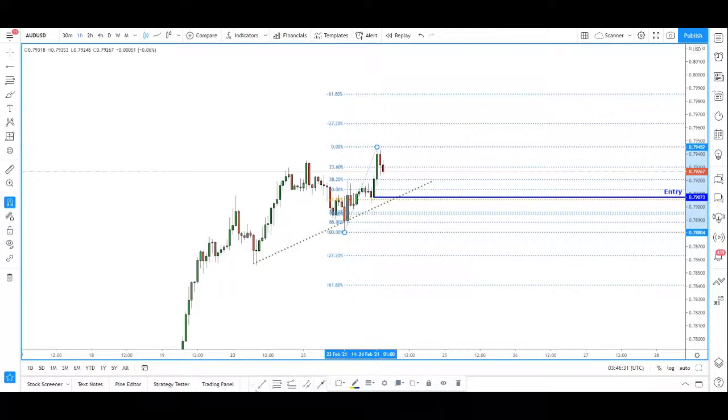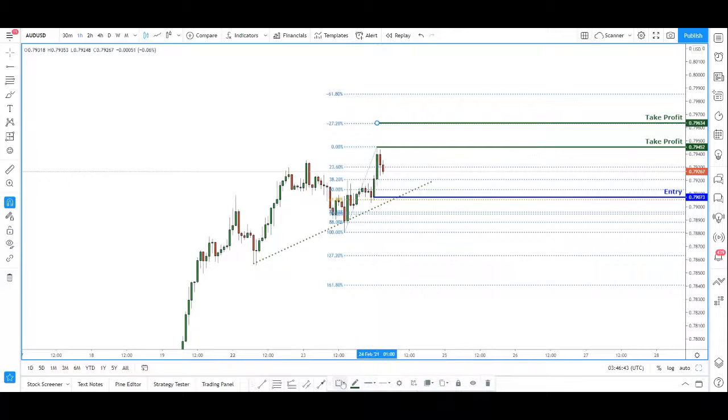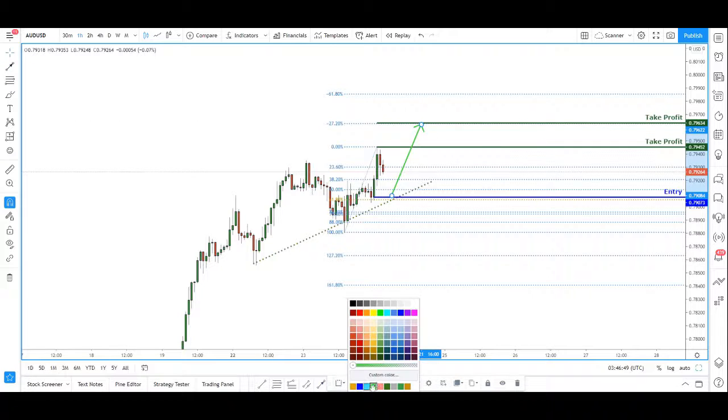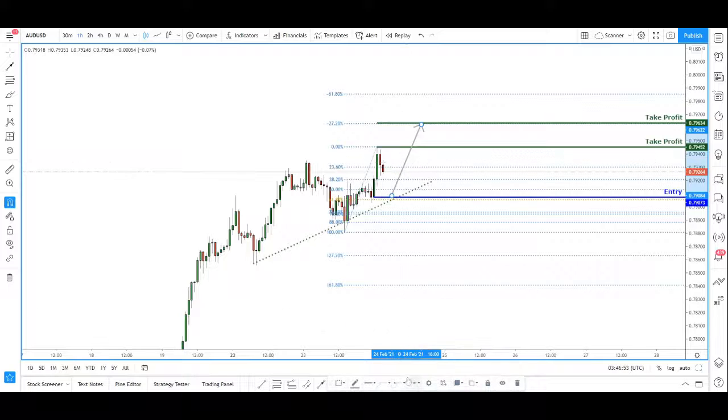And where will our target be? The first target will always be at the recent swing high. That will be the first take profit. Then the final take profit will be at the negative 27.20. So we have two take profit levels. We wait for price to come all the way back down to our entry before going long. Let me just change the color of the arrow.